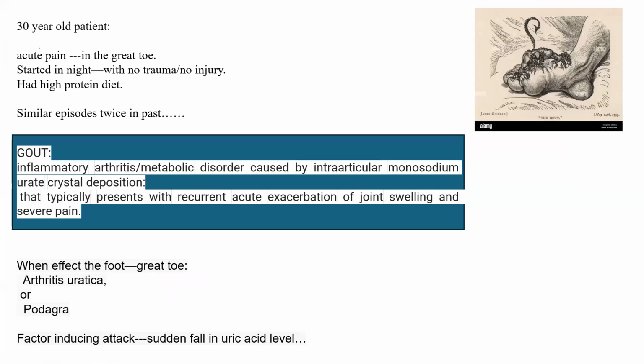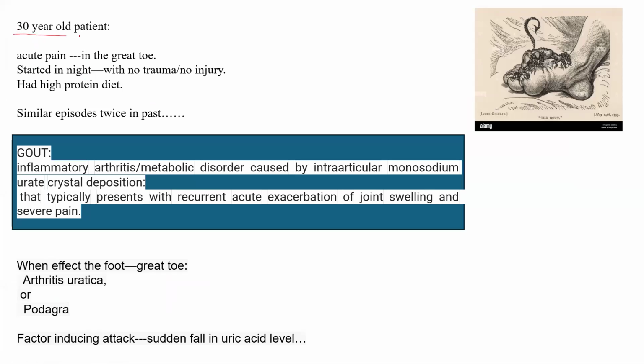Assalamu alaikum, guys. Today we'll be discussing one important topic, that is crystal deposition disorders. Under this topic, we have two conditions: one is gout, the other is pseudogout. So we start with one case.